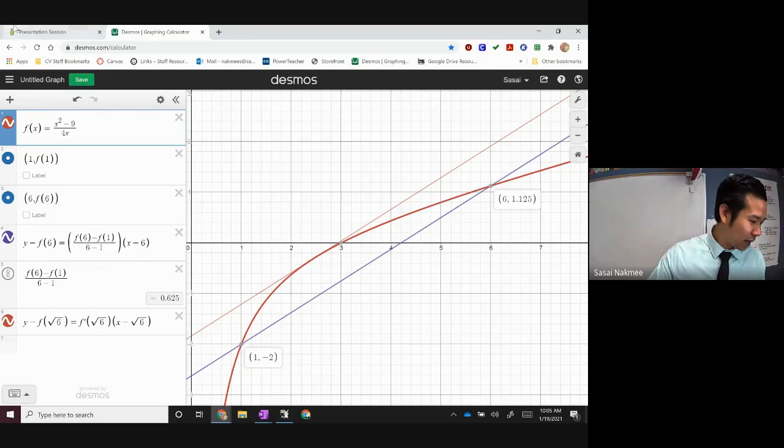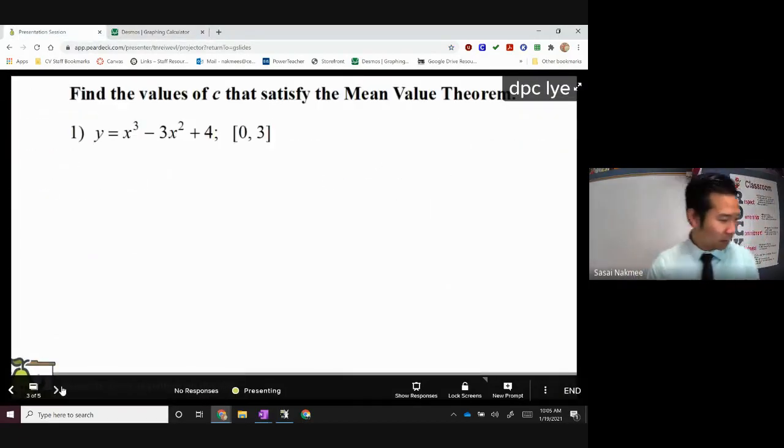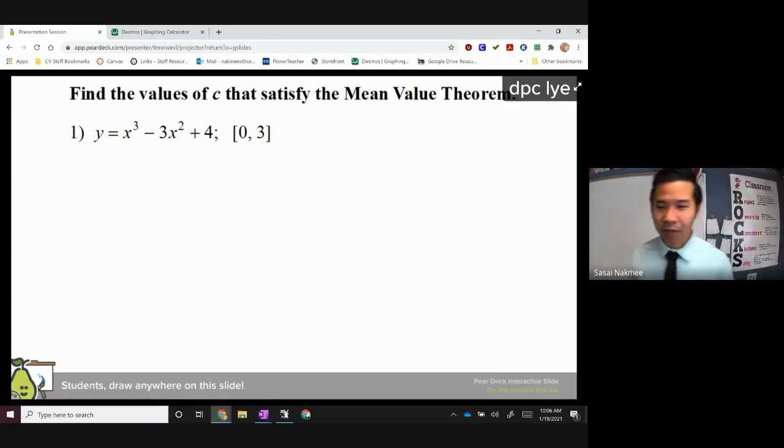All right. That being said, let's practice this a little bit more. Can you guys try doing this one right here? Find the values of c that satisfy the mean value theorem for this one. So the first thing you have to do is check if you can even apply the mean value theorem, which I'll let you know that you can. What are the two things you need to find? You need to find out that it is continuous and that it is differentiable. So go ahead and do that real quick. You can do this on paper and then just give me the answer on the Pear Deck.